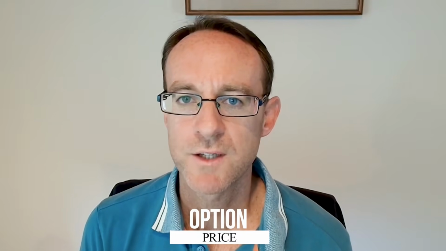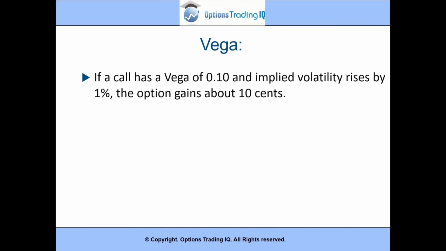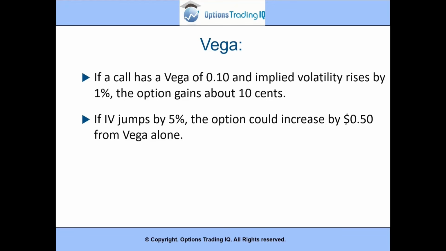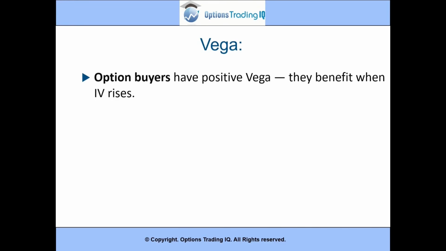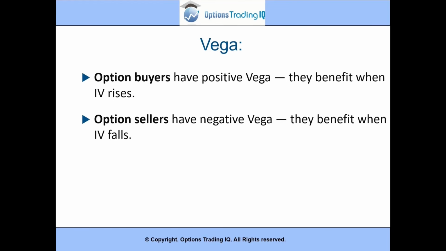Vega is the last of the big four, and it tells us how much an option price changes for a 1% change in implied volatility. If a call option has a Vega of 10 and implied volatility rises by 1%, the option gains about 10 cents. If IV jumps by 5%, the option could increase by 50 cents just from the Vega alone. Option buyers have positive Vega, so they benefit when IV rises after they've opened the position. Option sellers have negative Vega, so they benefit when IV falls after they open their position.